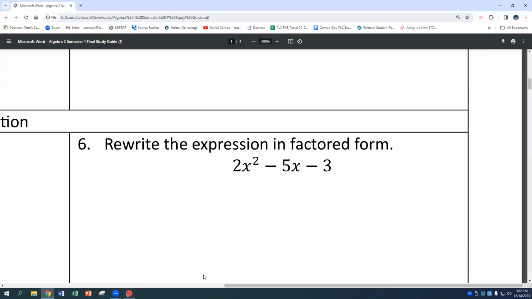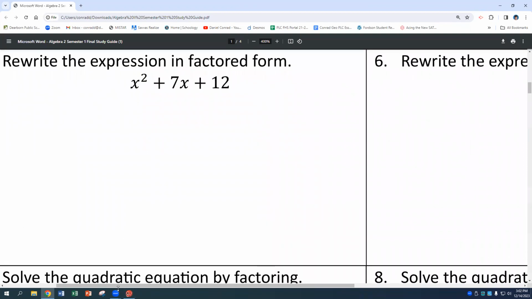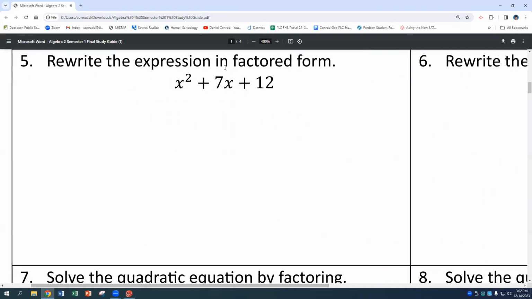Number 5. Rewrite the expression in factored form. On this one, you can just use your standard x method because a is 1. It's 1x squared. If it was like 2x squared or 3x squared, you wouldn't be able to do that. But this one, we can just use our traditional x method. So we need two numbers that multiply to 12 and add to 7. Our possibilities are the factors of 12.